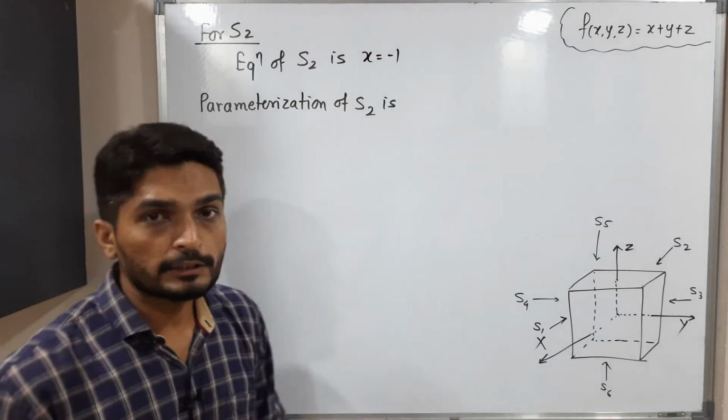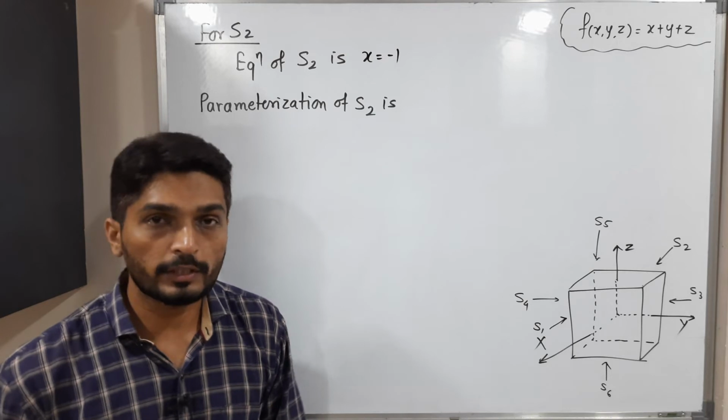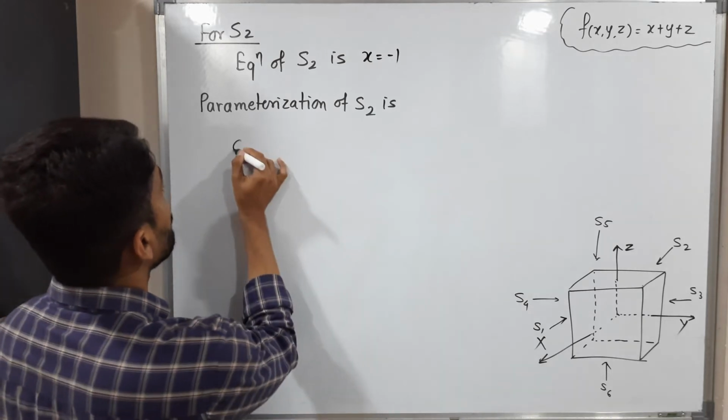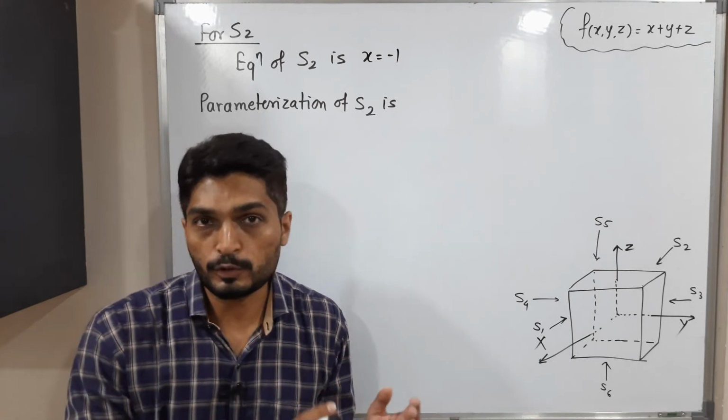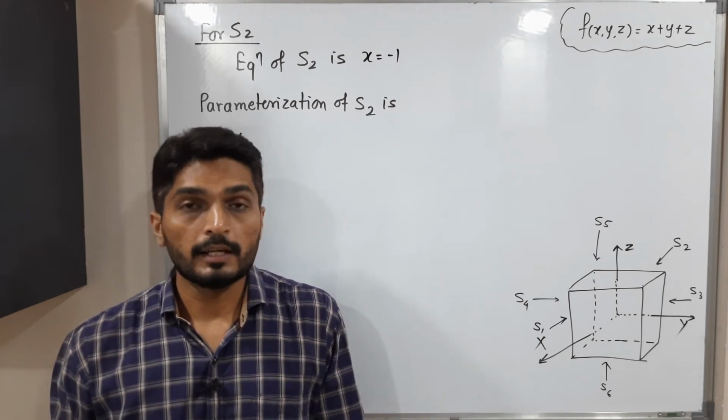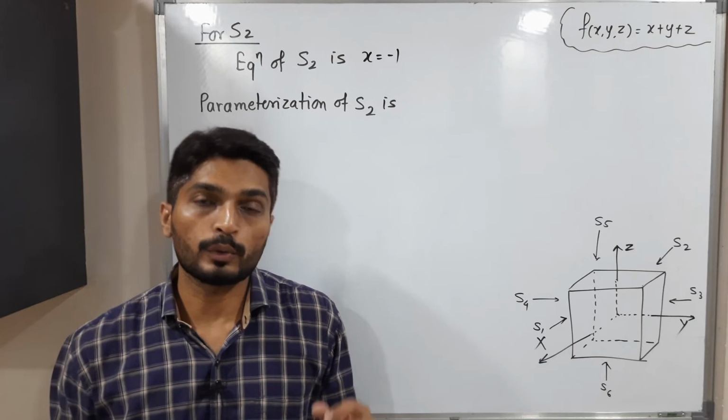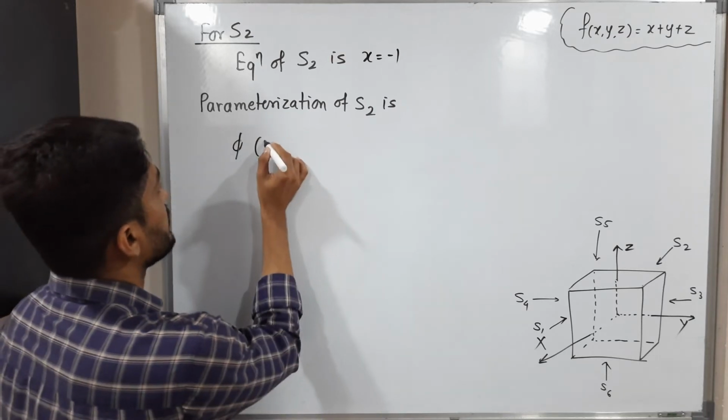The next important thing is parameterization. So let us find the parameterization of S2. We will denote it by phi. As you can see here, x is -1, so that means the value of x is fixed. So y and z can vary. Again, I can write here phi of yz.